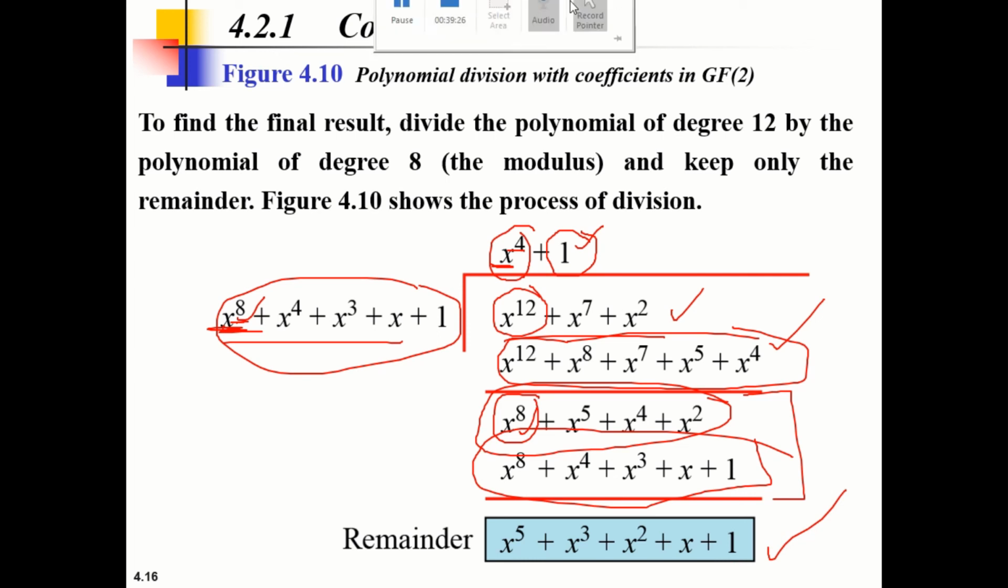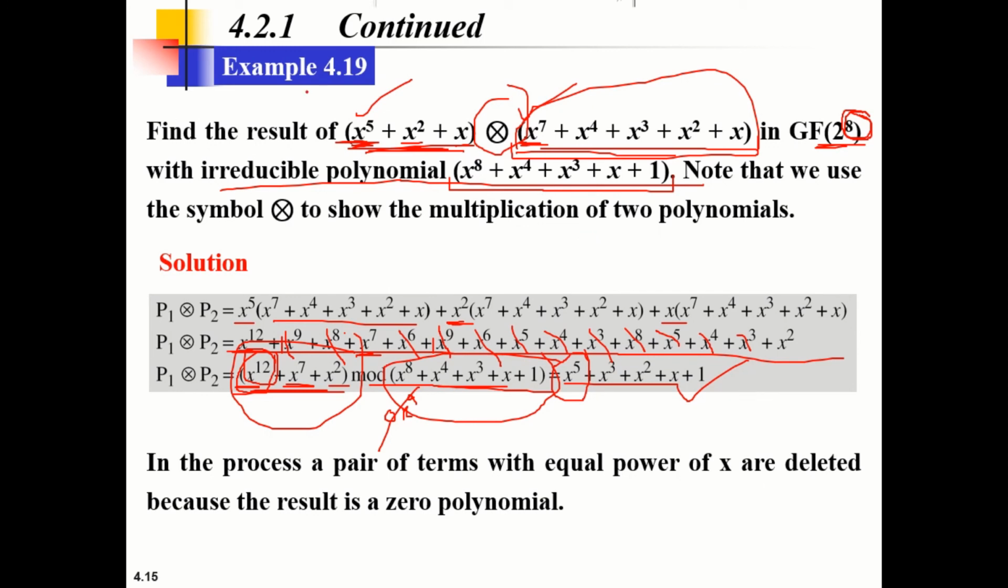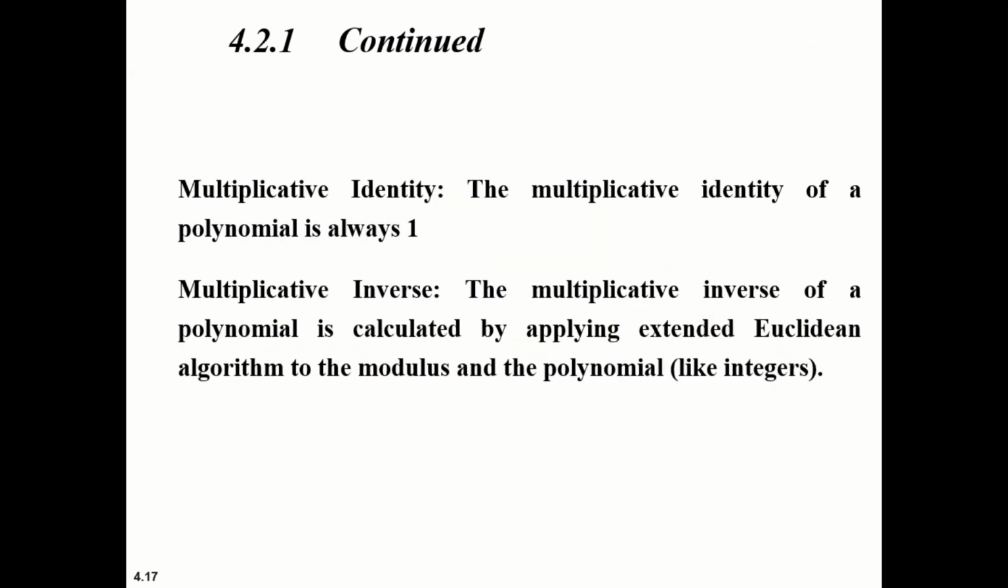Fine, so this is how we, you know, find out the multiplication of these two polynomials, right? And we keep the result which we get out of this multiplication operation in the range using the mod operation. Okay, and mod using this irreducible polynomial. Fine. So that is the division part.